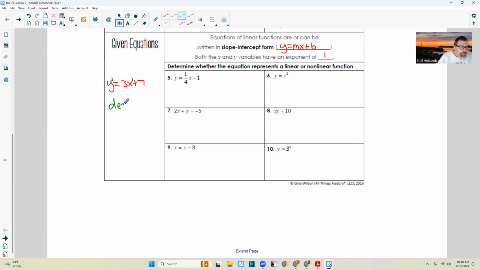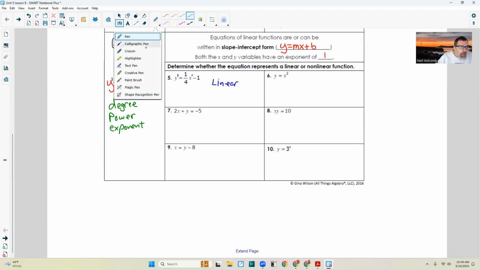So degree is the same as power, is the same as exponent. Okay, these are all synonyms. Degree, power, exponent all mean the number that's raised up. Okay, y to the 1, x to the 1 gives us a linear function. Okay, so determine whether the equation represents a linear or nonlinear function. So there, if there's nothing there, you assume it to be a 1, so that is linear.